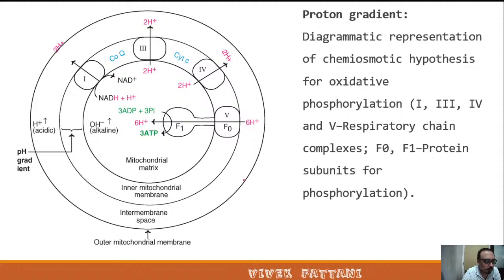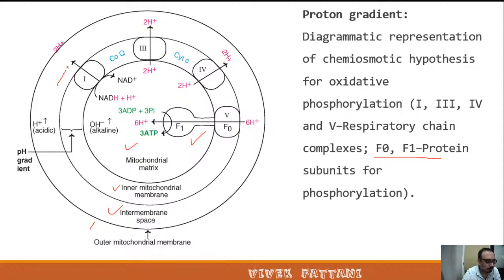Now, how the proton gradient works. Diagrammatic presentation here: outer mitochondrial membrane, intermembrane space, inner mitochondrial membrane, and the mitochondrial matrix. It's a sectional view of the mitochondria. Given here are the respiratory chain complexes, and the F0 and F1 protein subunits for phosphorylation, which are the subunits of the ATPases.